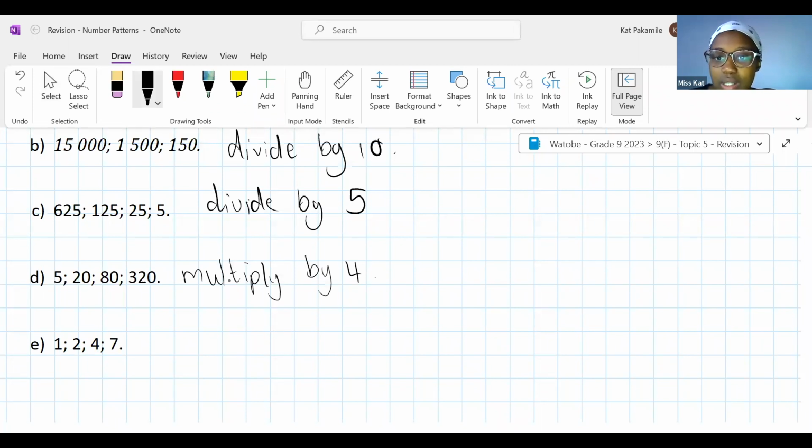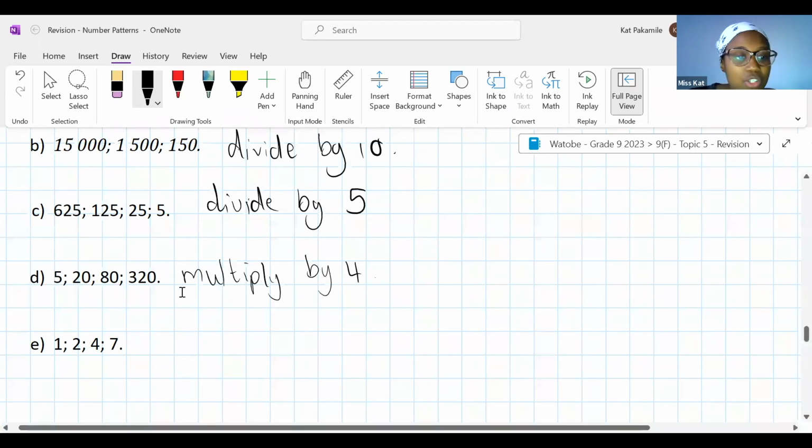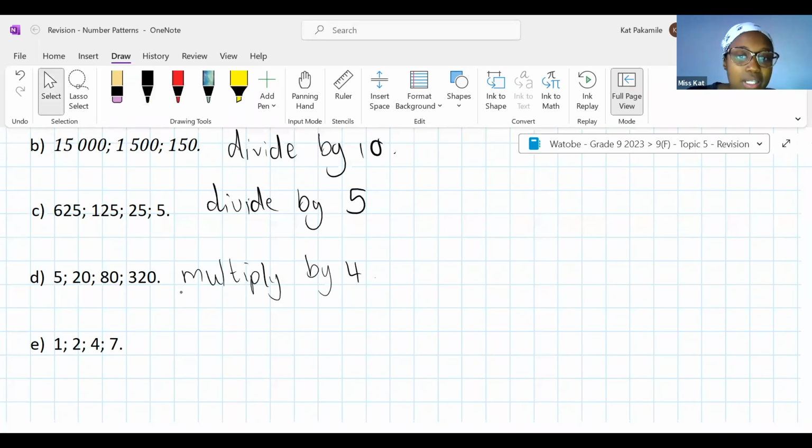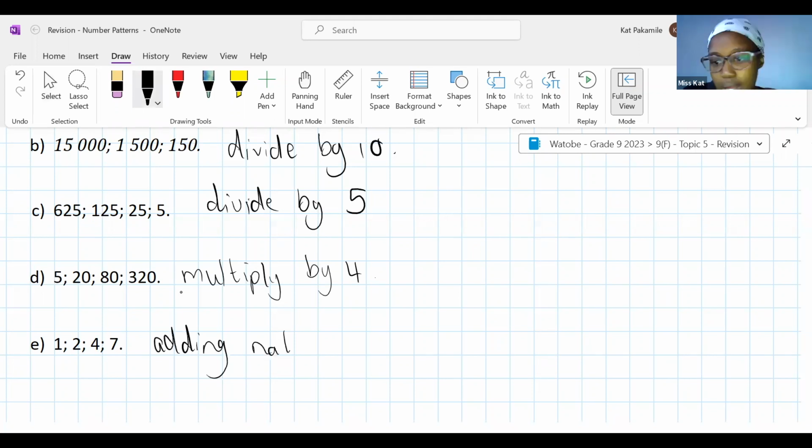Yes, there is a quiz. Today is quiz day. Today is quiz day. We are adding natural numbers. Thank you, Oratile. We are adding natural numbers, and that would be the end of our lesson.